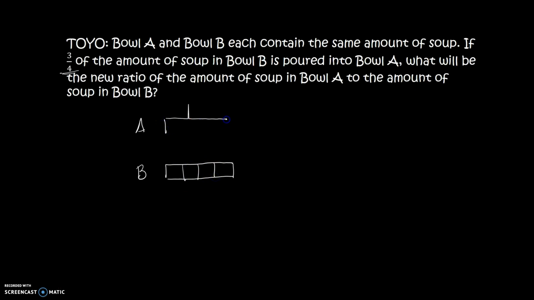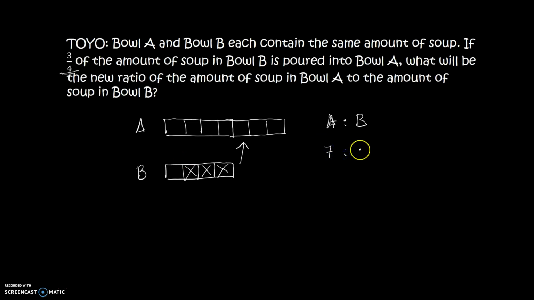And we're going to give A the same amount. And it says 3/4 of the amount of soup in bowl B is poured into bowl A. So we're going to take those 3 and we're going to give them to bowl A. And we want to know what the new ratio of the amount of soup in bowl A to the amount of soup in bowl B is. And now A has 7 units, and B, of course, only has 1. There we go, 7 to 1. And that's our answer. That's our new ratio.